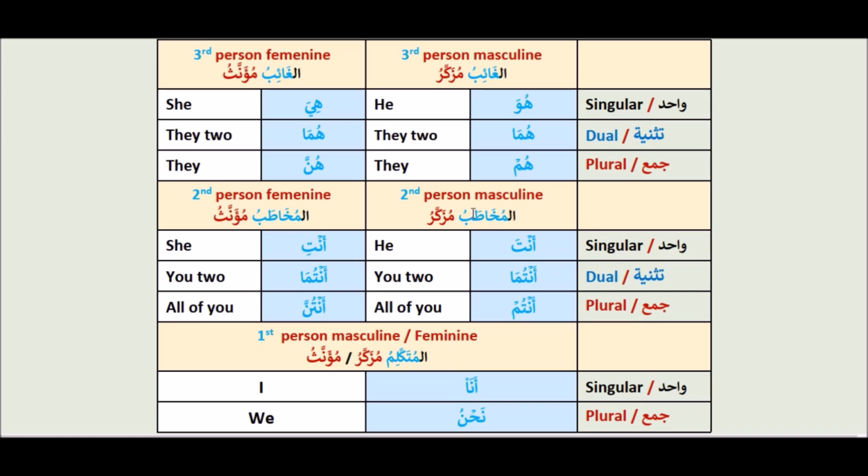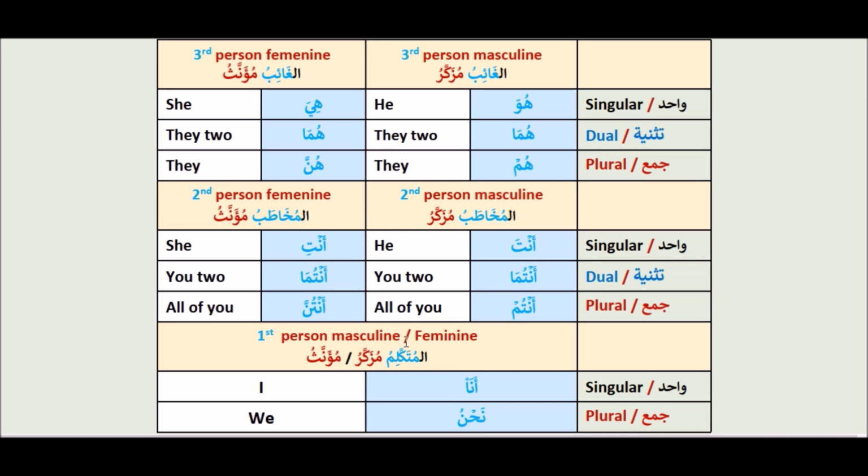Second person masculine, al-mukhatabu muzakkar. Mukhatab, the person to whom you are addressing, or the person who is listening or hearing. Anta, antuma, antum. Anta singular, antuma dual, and antum plural. You, you two, all of you. Second person feminine, al-mukhatabu muannas. Anti, antuma is again common in both, and antunna. You, you two feminine, all of you feminine.